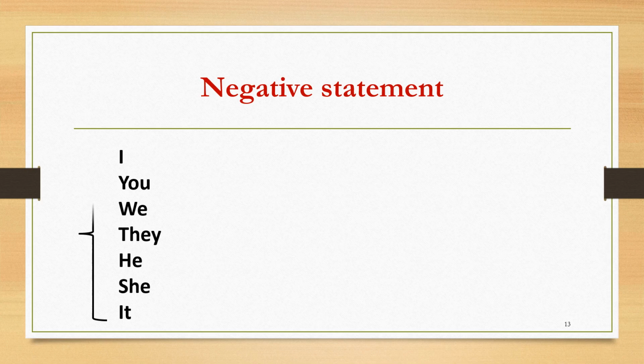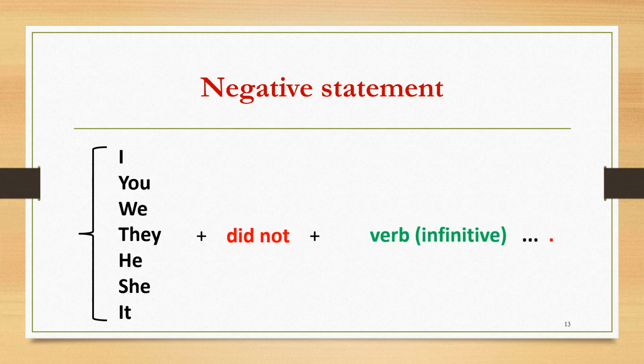For the negative statement, with all subjects, we use did not plus the infinitive form of the verb. Did not. Didn't is the short form that we usually use in conversations.